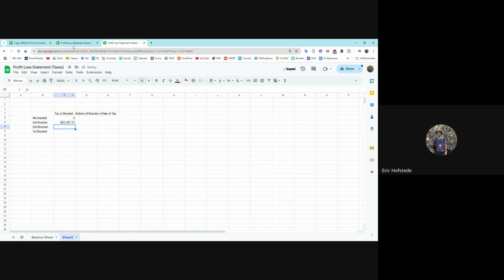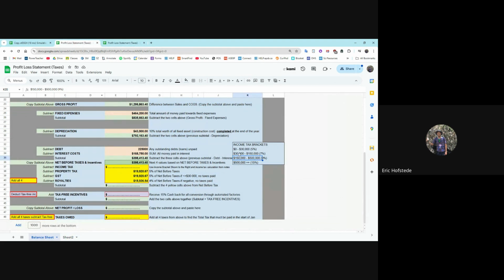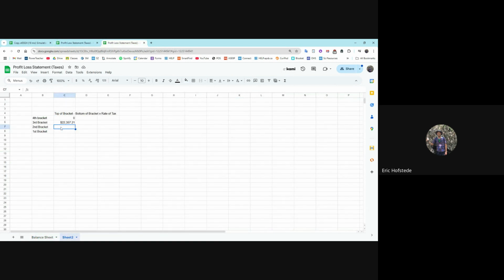All right, second bracket. I'm going to use the same equation, but I'm using these numbers instead. So the top of the bracket is 150, the bottom is 30, and the rate is 7%. So it's going to be top of the bracket, which is $150,000, minus the bottom of the bracket, $30,000, multiplied by my interest rate of 0.07. All right, if I want that to look like dollars for all of these, I'm just going to change that here.